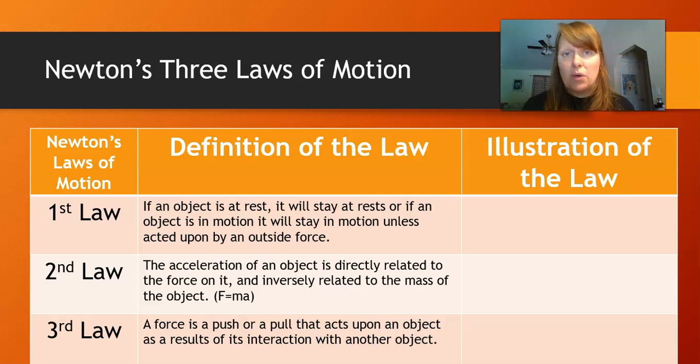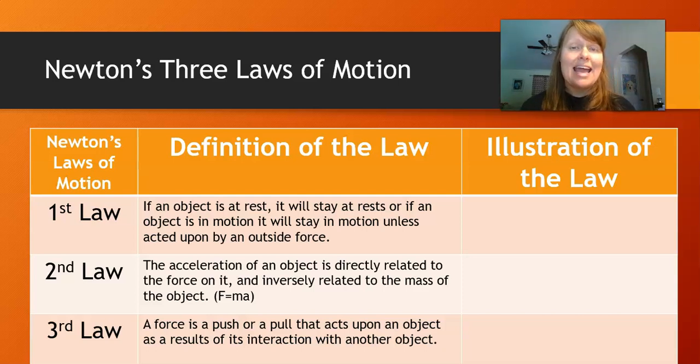Today is just a review of Newton's first law, which we did on Monday, Newton's second law, which we did yesterday, and then Newton's third law, which is one of my personal favorites and one of the easiest ones to remember. So let's do a quick little review. Remember, Newton's first law says that if an object is at rest, it's going to stay at rest. If an object is in motion, it's going to stay in motion unless acted upon by an outside force.